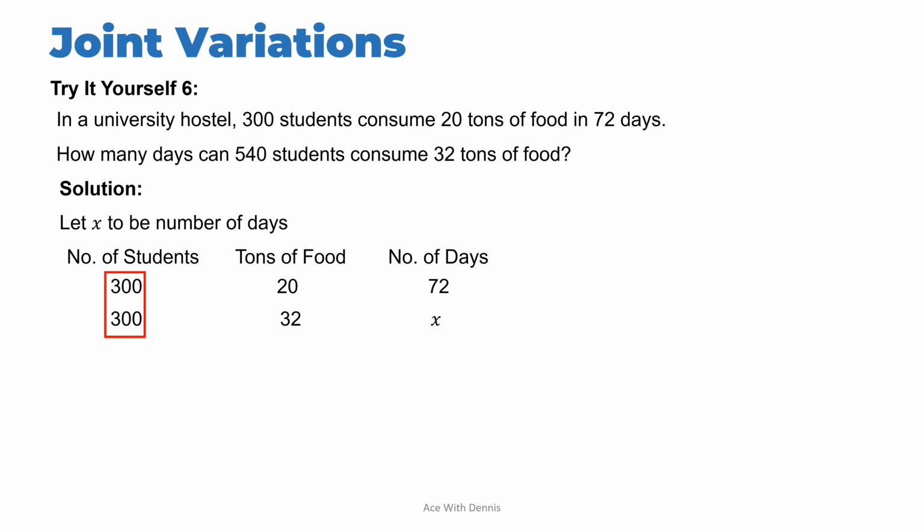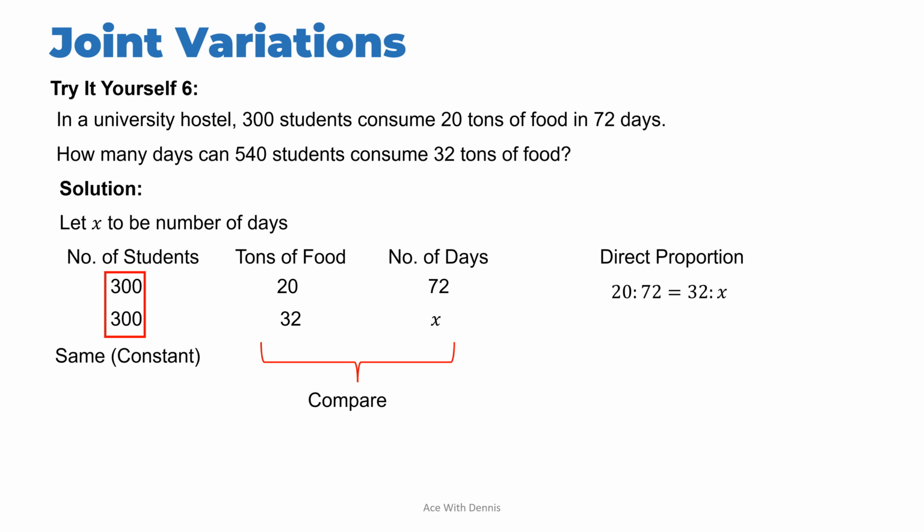So it's x days. Notice that the number of students is the same, so we just need to compare these two quantities, the number of tons of food and the number of days. The relationship is direct proportion, as the more food we have, the more days we can consume. Then we form the equation 20 to 72 equals 32 to x, or 20 over 72 equals 32 over x. Then we solve this equation. x is 32 times 72 over 20, which is 115.2 days.